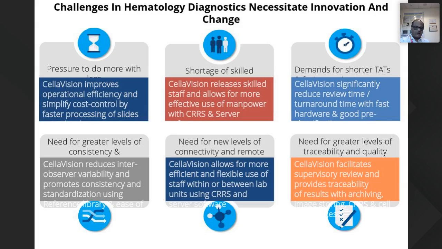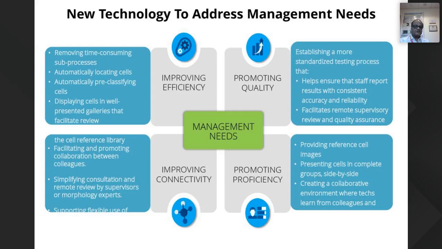In addition to all this, in my practice of about 2 years, I have seen that every day is a learning in CellaVision, because we recently published about 3 or 4 cell images at ASH, and it was really beneficial to gain confidence when it is accepted at the global level. So management needs also benefited, where you have promotion of quality for accreditation purposes or for your own patient safety.